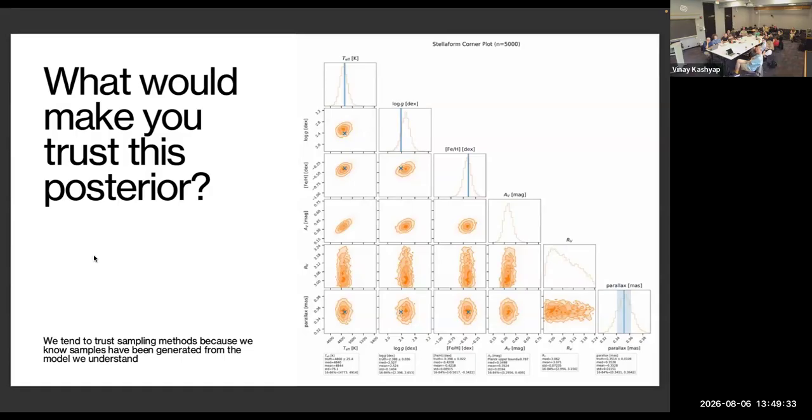So what you have for extinction is an upper bound through AV. Ultimately, the extinction law is a residual relative to what you learn through your stellar model. So in some sense, there's no true value, but we have an upper bound.